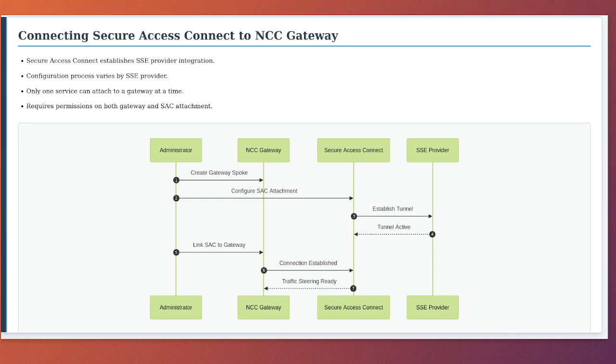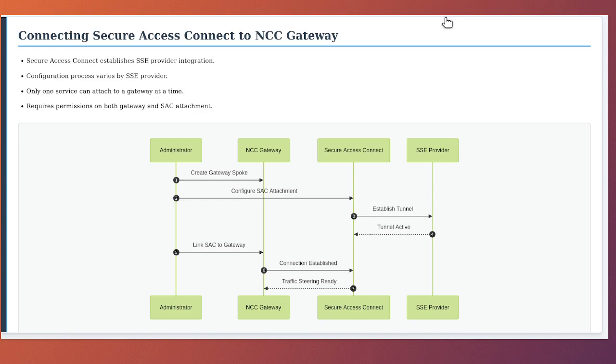For Palo Alto Networks Prisma Access, you configure the integration through the Prisma Access Management Console and the Secure Access Connect interface in Google Cloud. For Symantec Cloud SWG, you follow the Symantec-specific configuration workflow. Before connecting, ensure you have the necessary permissions. You need networkconnectivity.spokes.use permission on the NCC Gateway resource and networksecurity.sacAttachments.update permission on the Secure Access Connect attachment resource. Only one service can be attached to an NCC Gateway at a time.